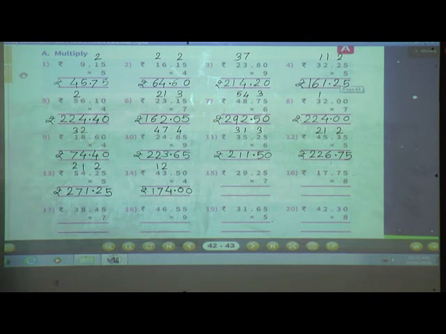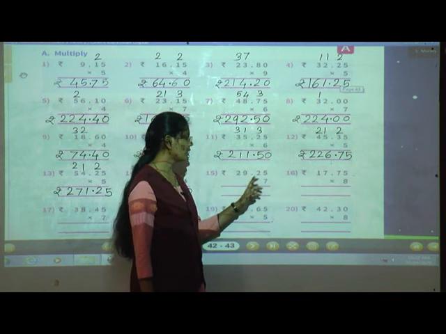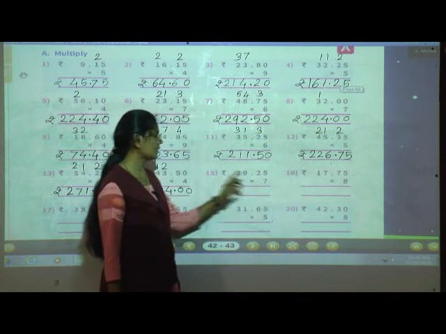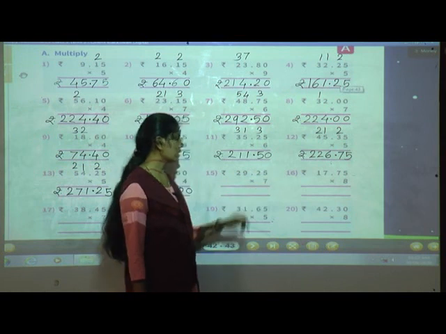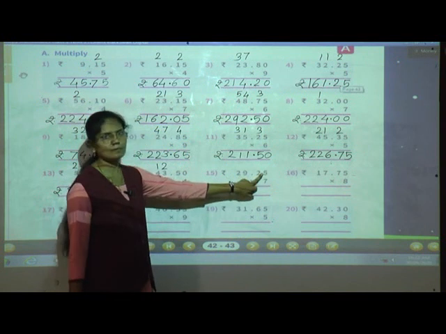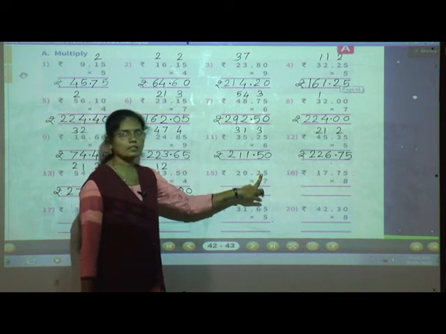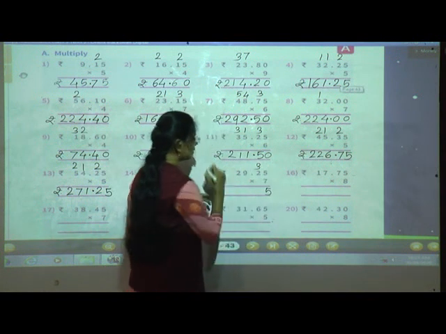Read the example. Read the value. Rupees 29.25 into 7. Now 7 into 5 you have to do. 7 5s are 35. So write here 5 and 3 as a carry.